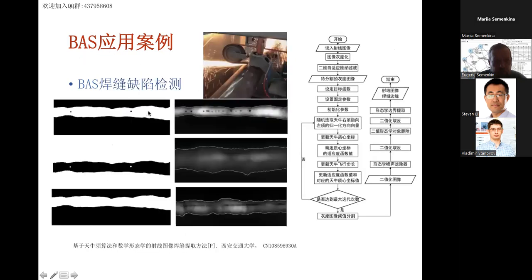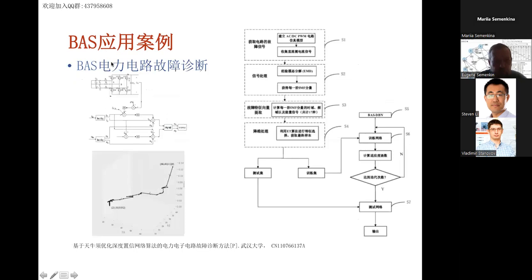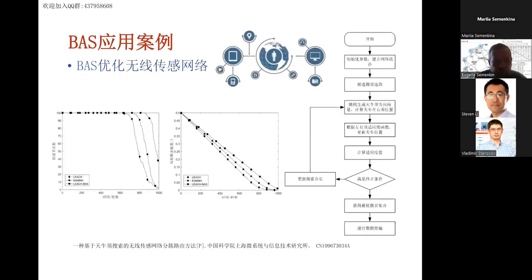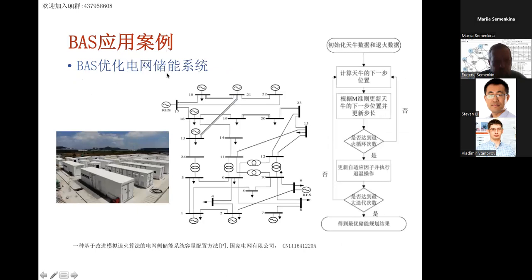This is for image detection for soldering. This is for power system fault tolerance, fault diagnosis. This is for image enhancement. All of them are applications of this algorithm. This is using Beetle Antennae Search for the optimization of wireless sensor networks. This is for power storage systems. They use a Beetle Antennae Search algorithm.